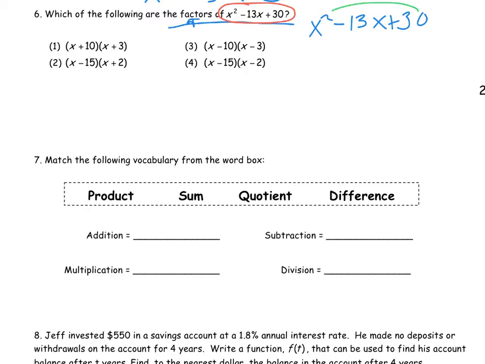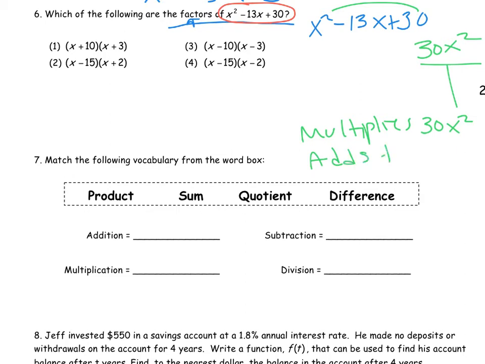Got to multiply by your master product. You'll have 30x squared. Now we have to think. What multiplies to 30x squared but adds to negative 13x? So let's think. I have 10x and 3x. Okay, while that does multiply to 30x squared, that's not going to add to negative 13x. So let's try something else. What about negative 15x and positive 2x?